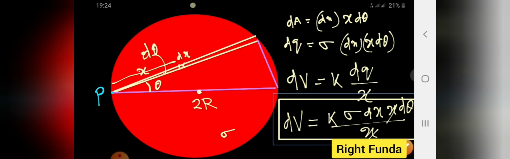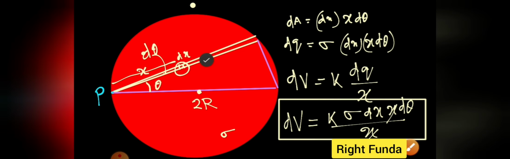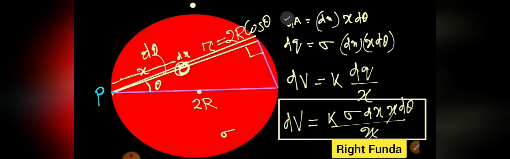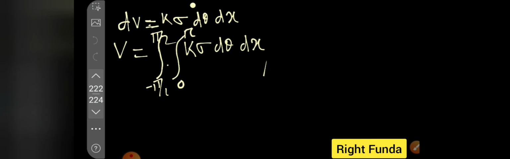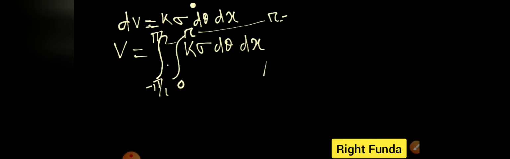So this dV is the small element's potential at this point. Now this small r is equal to 2r cos theta, because it is a right angle triangle and this is the hypotenuse. So this small r is equal to 2r cos theta, and we will substitute this as the limit.